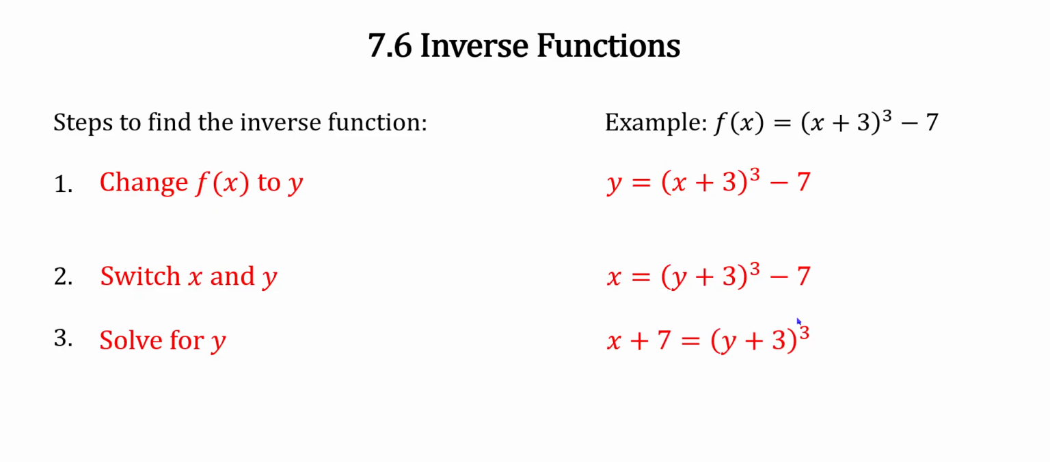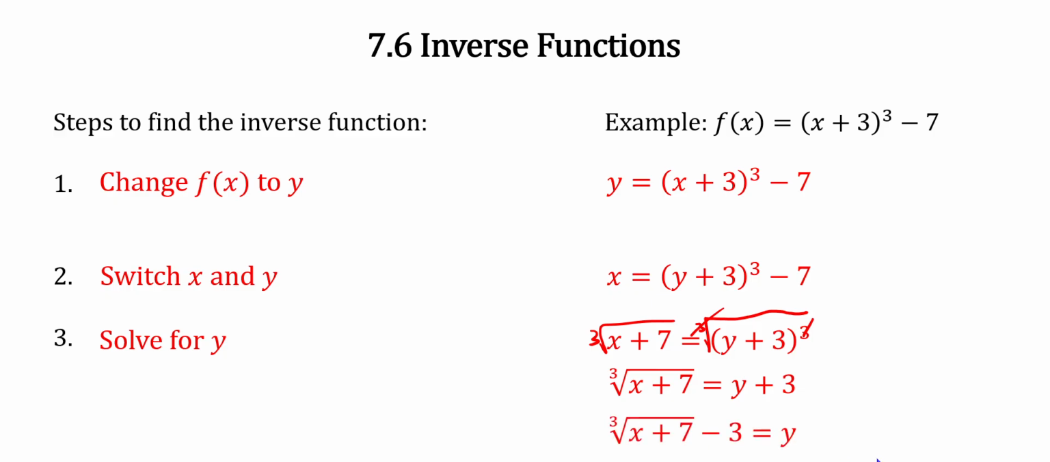To get rid of the cube, the third power, I take the cube root of both sides. We'll get into this in a second too. We're going to take the cube root of that and the cube root of that. And the idea is this cancels out this. And now I'm going to subtract 3. And now I've got y by itself. I've solved for y. So the last thing is to change y to f inverse of x, just for notation's sake. So the inverse of this function is this.